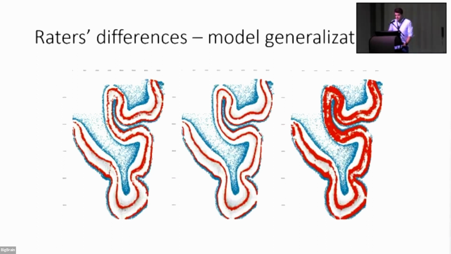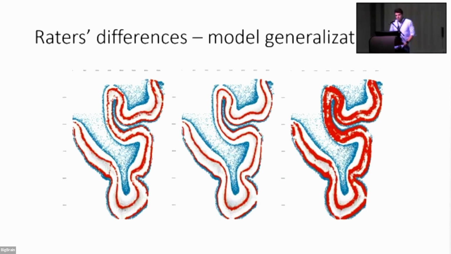So this is when we wanted to learn just the 2nd and 4th layer. From the 2nd rater, the model generalized really well. From the 3rd rater, it was not that good. From the 1st rater, so.